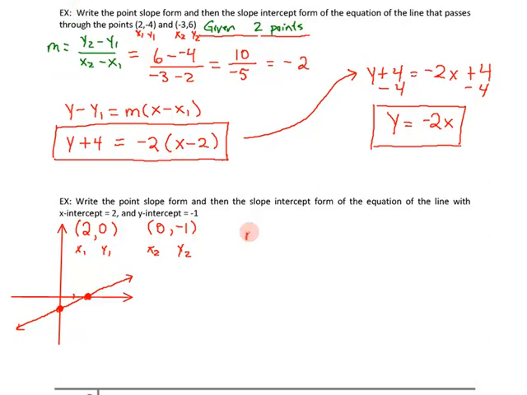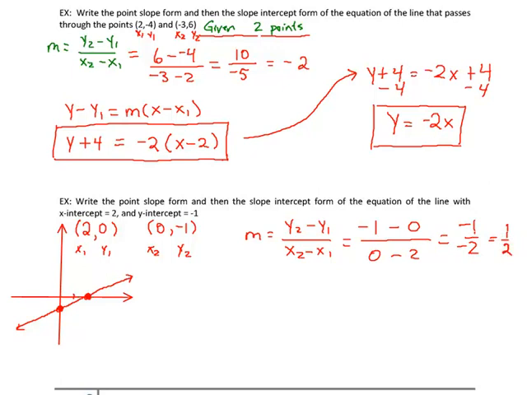We would start by finding the slope in our slope equation, rise over run, change in y over change in x. Change in y would be negative 1 minus 0. Change in x would be 0 minus 2. Make sure you do y2 minus y1, x2 minus x1. And I end up with negative 1 over negative 2, or 1/2. Now plug this with x1 into the slope-intercept form.